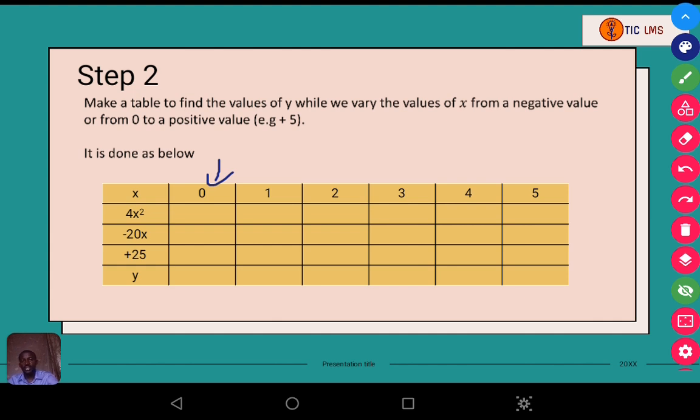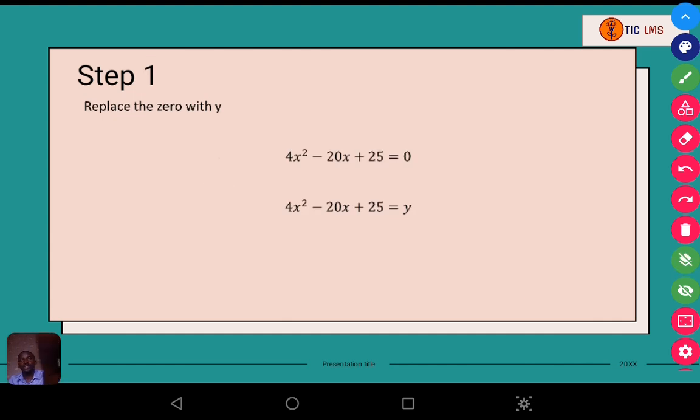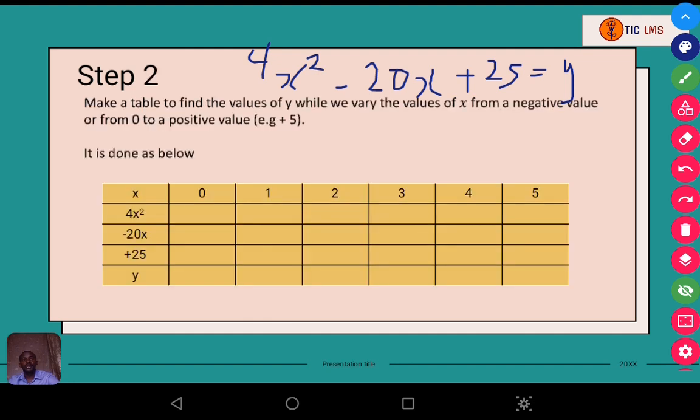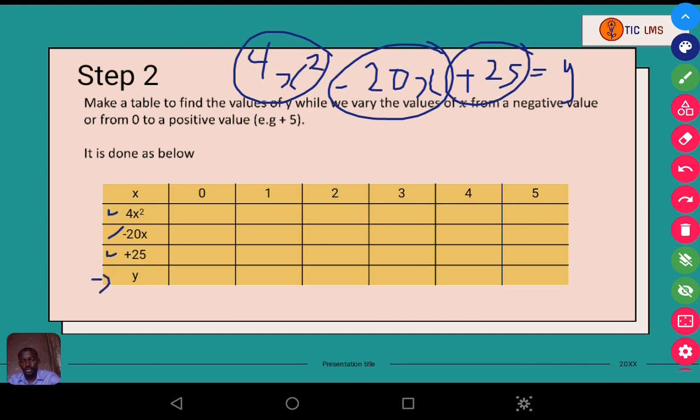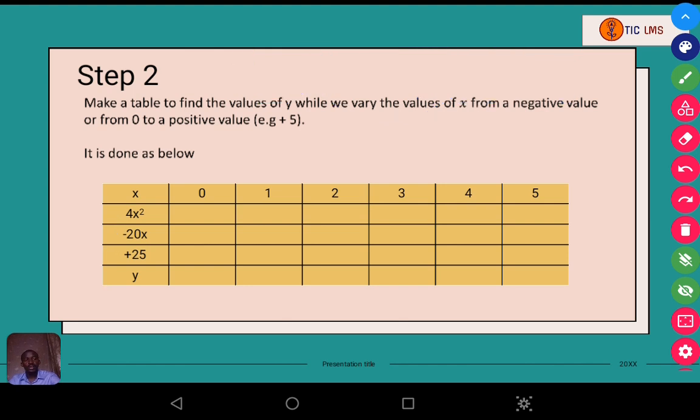Then, the next thing is you consider what the equation is. The equation is 4x squared minus 20x plus 25 equals y. So, what you're going to do is arrange those terms in this table. Now, you have 4x squared is what you have here, negative 20x is what you have here, and then positive 25 is what you have here. And finally, on the last row, we have y. So y is going to include addition of all the values. Okay, so let's go about doing that.